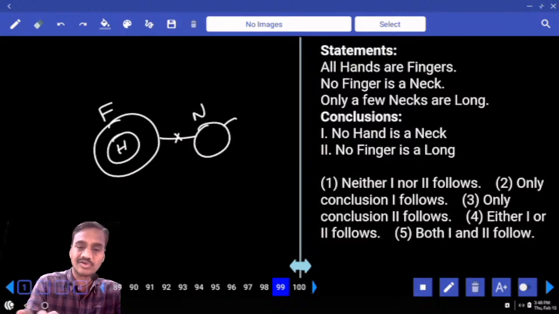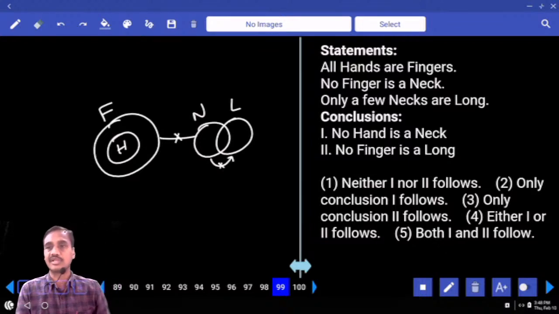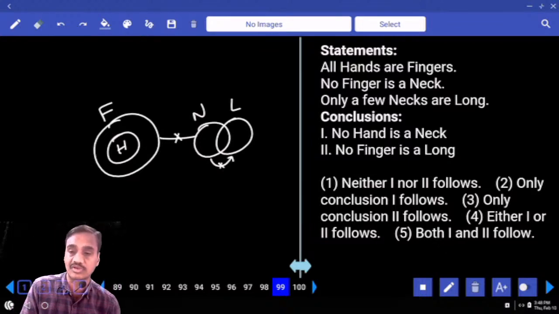And only a few necks are long. All necks cannot be a part of long, only some of the necks are long.